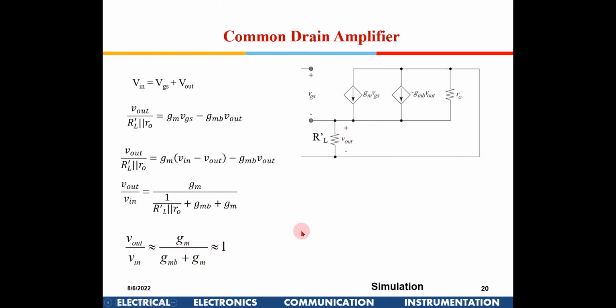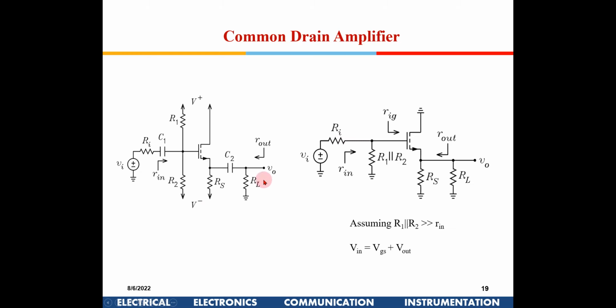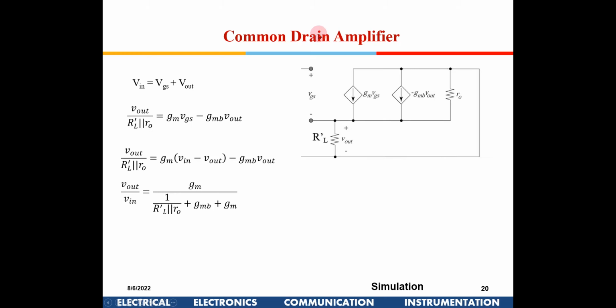It will be slightly less than 1. That is actually common sense also. If you directly see here, this is the V in voltage applied here. A small VGS will be dropped here, and V out is equal to V in minus VGS. So almost the entire input voltage will be available here, minus a small drop. So the gain is slightly less than 1 for a common drain amplifier.